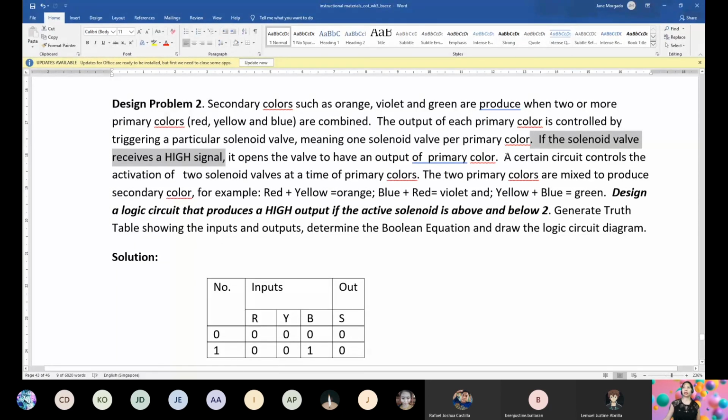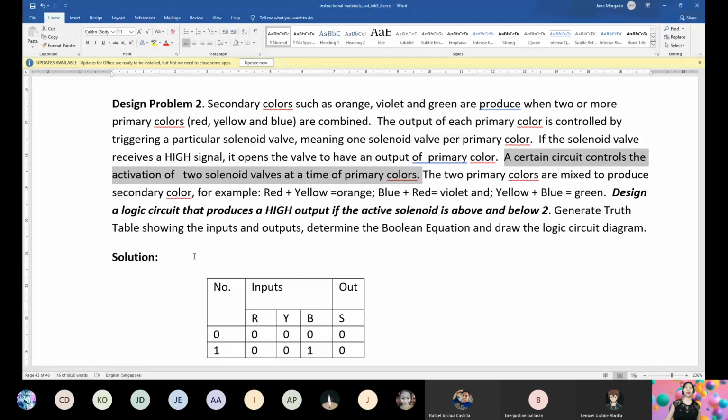Okay. A certain circuit controls the activation of 2 solenoid valves at a time. Okay, so take note, the condition is the solenoid valves. So how many solenoid valves do we have? Ilan lahat ang solenoid valves natin? 2? 2 lang? 9. Wow, 9! Bakit 9? Okay lang, I understand, kasi this is your first design.